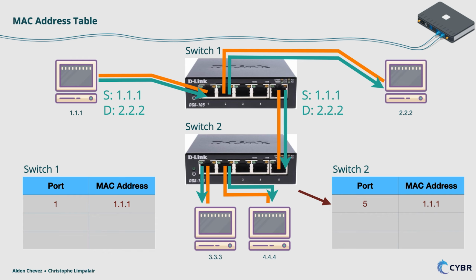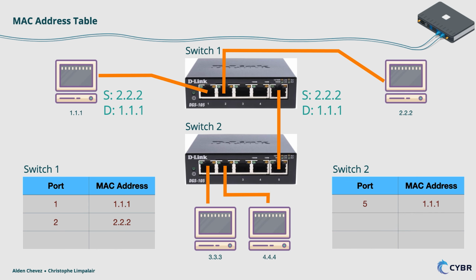But at the same time, computer 2 has received the packet as well, and it recognizes that it's the correct destination, so it replies, hitting switch 1 on port number 2. Switch 1 now learns that MAC 222 is on port number 2, and switch 1 sees that the destination is 111, which is already in its MAC address table, so it sends it out using port number 1.